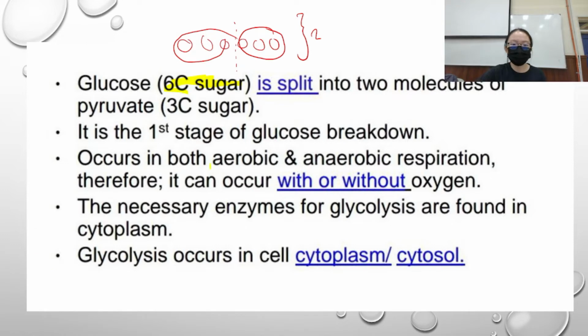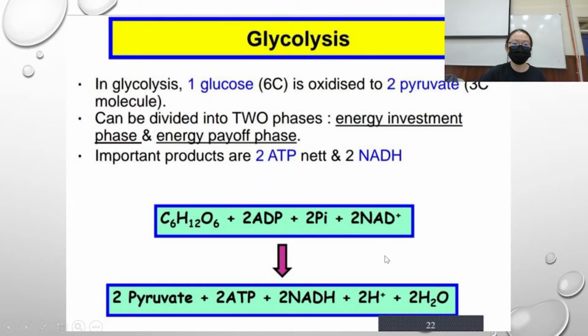Okay, and glycolysis can occur in both aerobic and anaerobic respiration. Aerobic means with oxygen and anaerobic, this 'an' means without or no oxygen. So it occurs in the cell cytoplasm or cytosol. Okay, glycolysis, the main key we need to focus on is that the important products are 2 ATP net and 2 NADH. So it contains 2 phases, which are the energy investment phase and the energy payoff phase.